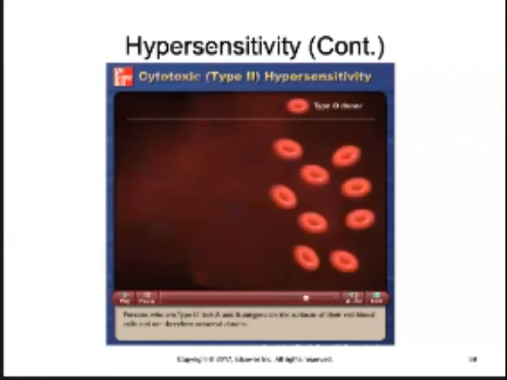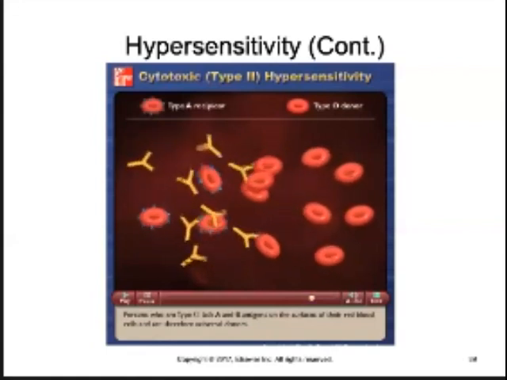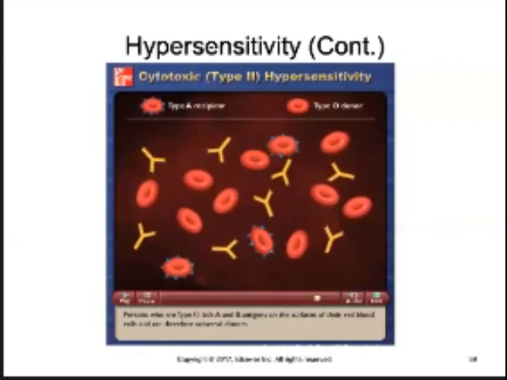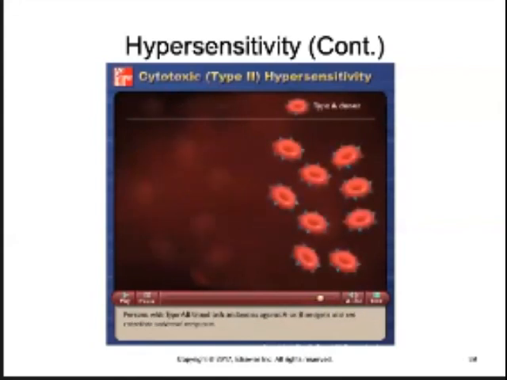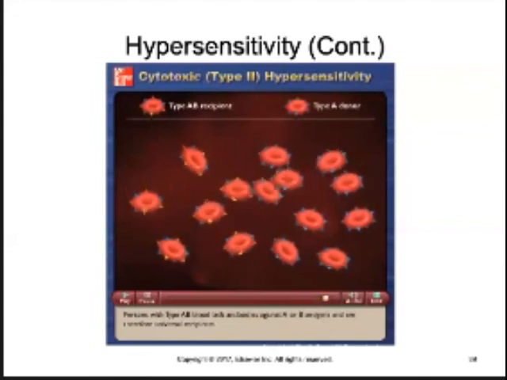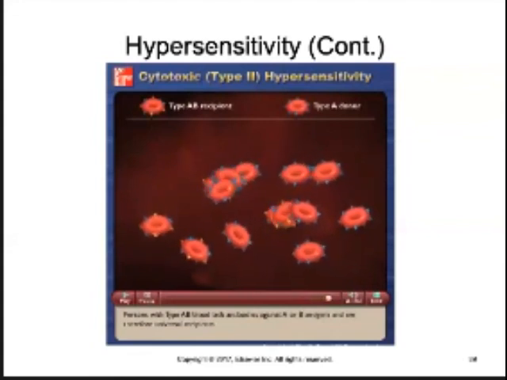Patients who are type O lack A and B antigens on the surfaces of their red blood cells and are therefore universal donors. Persons with type AB blood lack antibodies against A or B antigens and are therefore universal recipients.